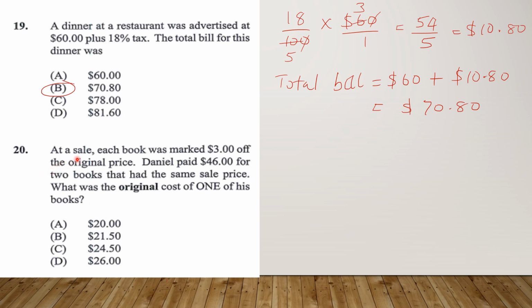Question 20. At a sale, each book was marked $3 off the original price. Daniel paid $46 for 2 books that had the same sale price. What was the original cost of one of his books? So we're going to divide the $46 by 2, and we're going to get $23. So remember, it was marked $3 off. So I'm going to add back that $3, so it'll be $26. So the original cost of one of his books is $26.